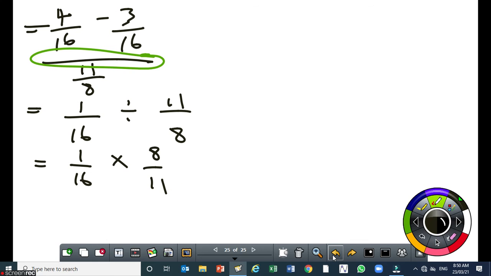There's a common factor here, which is 8. So 8 into 8 is 1, 8 into 16 is 2. So you have 1 times 1 gives you 1, 2 times 11 gives you 22. So your final answer is 1 over 22.